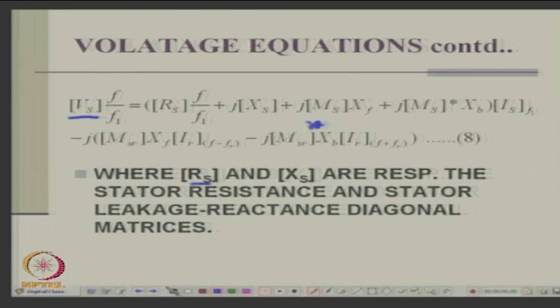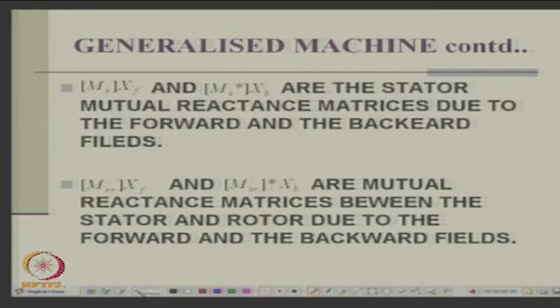Is referred to the base frequency f. Right. Now, Ms Xf and Ms star (conjugate) Xb are the stator mutual reactance matrices due to forward and backward fields.